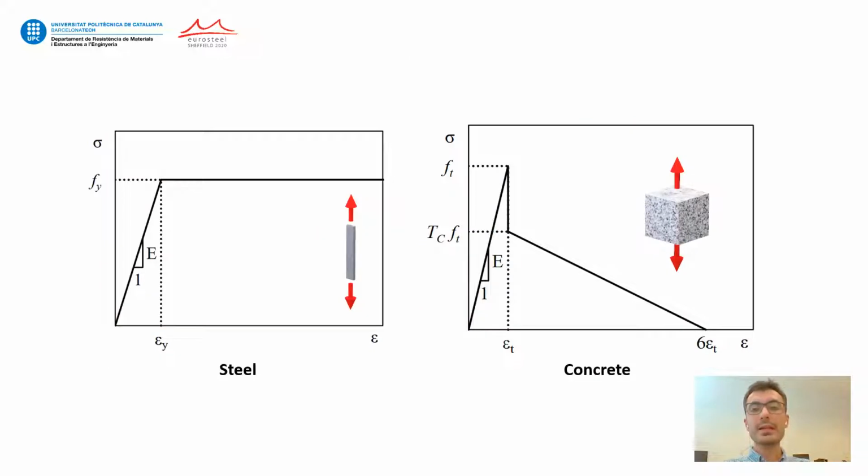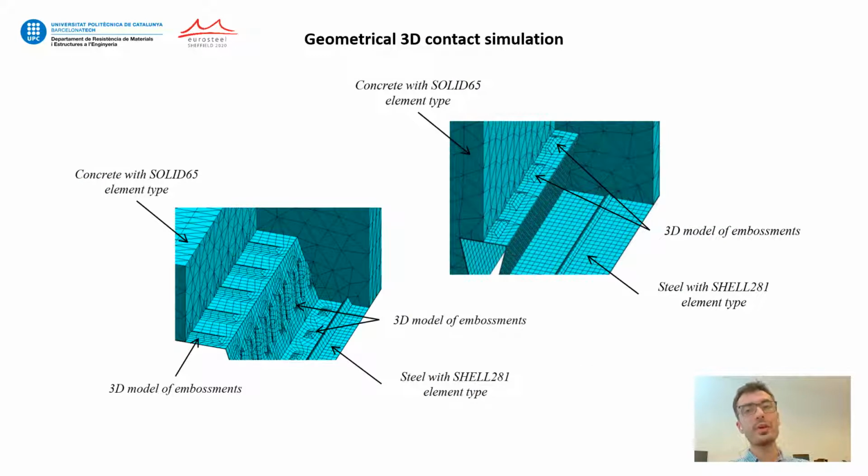The steel mechanical properties are defined using an elastic perfectly plastic stress-strain relationship. The concrete behavior is linear with a brittle failure to represent cracking. Tensile stress relaxation is also included to improve numerical stability. To address the slip dependency on the embossment design, the embossments are defined wherever they exist, on the webs or flanges.